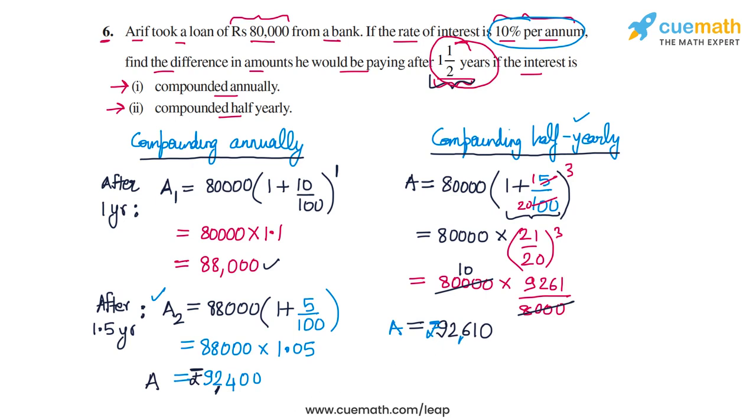And now if you compare the two amounts, in the first case it's 92,400. In the second case, it's 92,610. The difference in the two amounts is now straightforward to calculate, and we can see that this difference is 210. So in the second scenario, when compounding is happening half yearly, the total amount will be more, by rupees 210. So this is the answer to question 6.